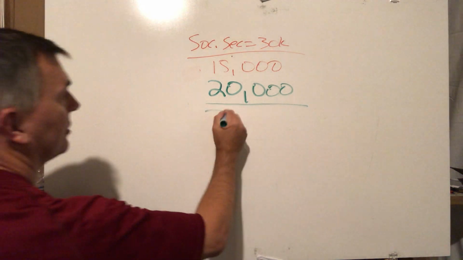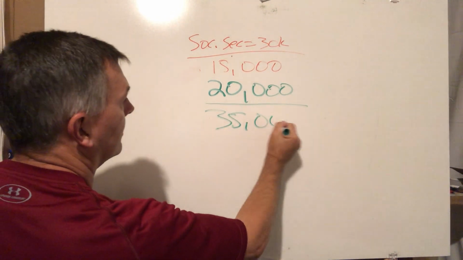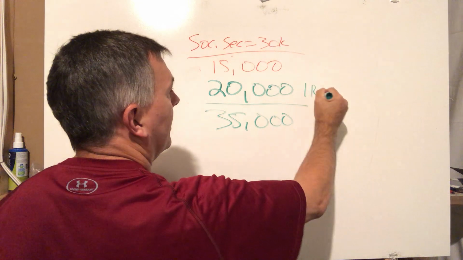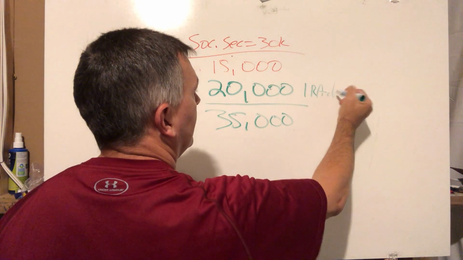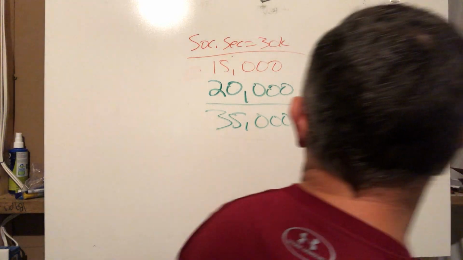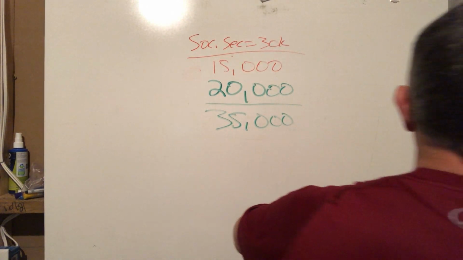$35,000. That's the IRA distribution. Well, I just had that brown pen. What the heck did I do with it?